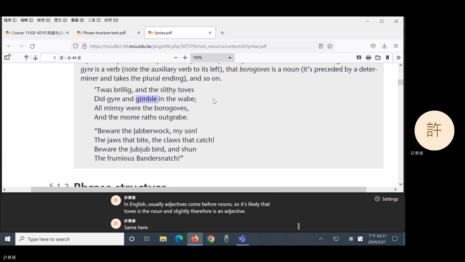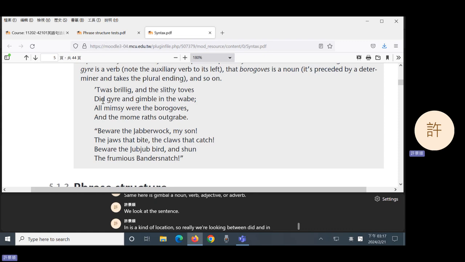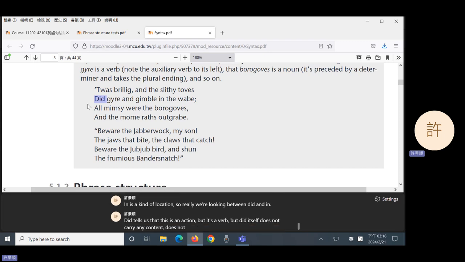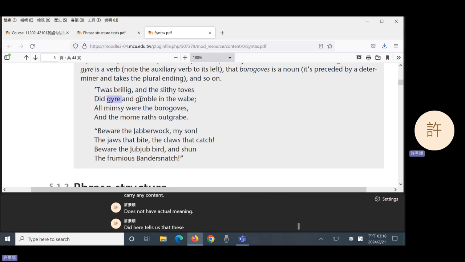Same here. Is gimbal a noun, verb, adjective, or adverb? We look at the sentence. In is a kind of location. So really we're looking between did and in. Did tells us that this is an action, but did itself does not carry any content, does not have actual meaning. Did here tells us that these two are both verbs. These are two actions, gyre and gimbal in the wabe. Again, what kind of action? No idea, but you should be able to see that these are verbs.